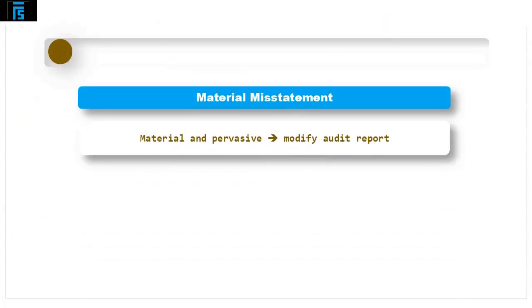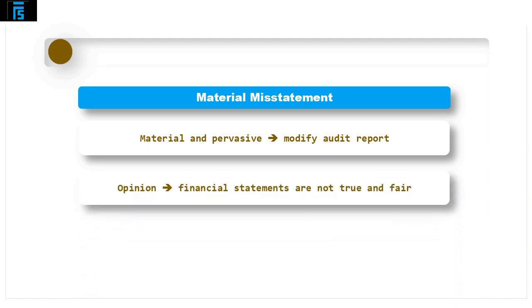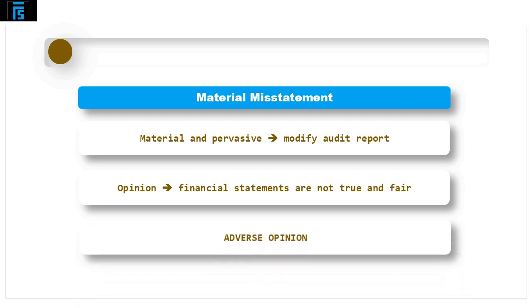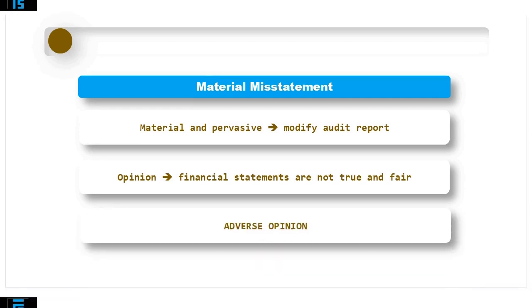If the matter is material and pervasive, as we've said before, this will mean that the financial statements as a whole are unreliable. The auditor must modify the audit report, but this time the wording in the opinion section will state that the financial statements as a whole are not true and fair. This is known as an adverse opinion.